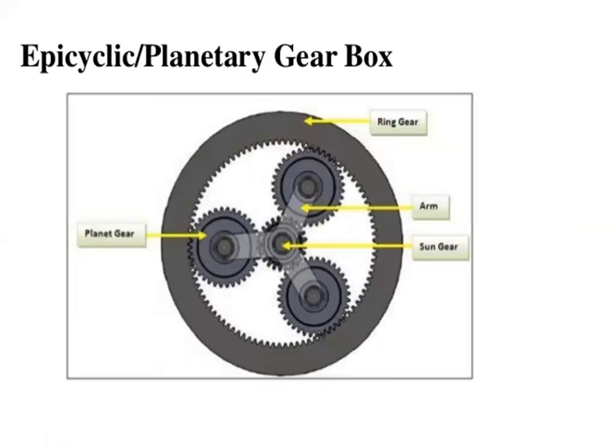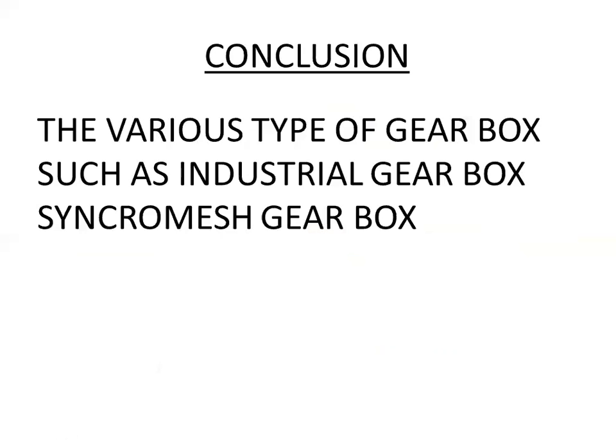Okay, this is the epicyclic gear train. In the epicyclic gear train, there are four parts: the ring gear, the arm, the sun gear and the planet gear, so that the power is transmitted when one gear is fixed and another is moving, and the all remaining gears transmit the power. Okay, this is the epicyclic gear train.